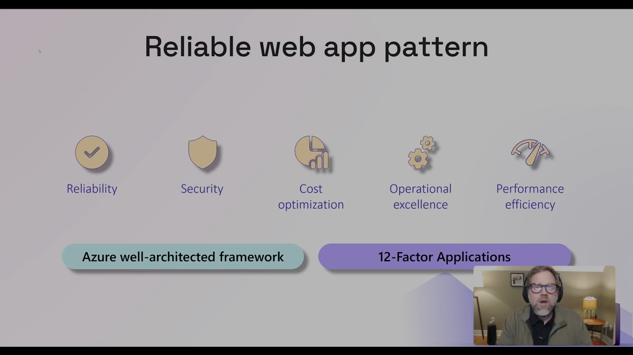And then finally, we took a look at the cache aside pattern, or how we can speed up our web applications by using Azure Redis Cache and putting things inside of that so you don't have to hit the database over and over again. So those are just some of the best practices that we include with the reliable web app pattern.